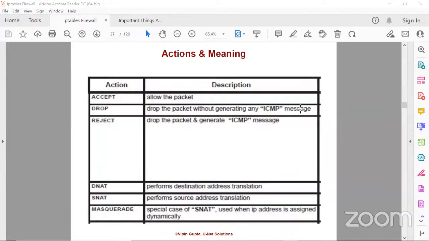Yes. Sir, like in our own system, laptop, there is one firewall which is configured automatically when we buy it. So, sir, it means that we can configure our firewall on the routers also.